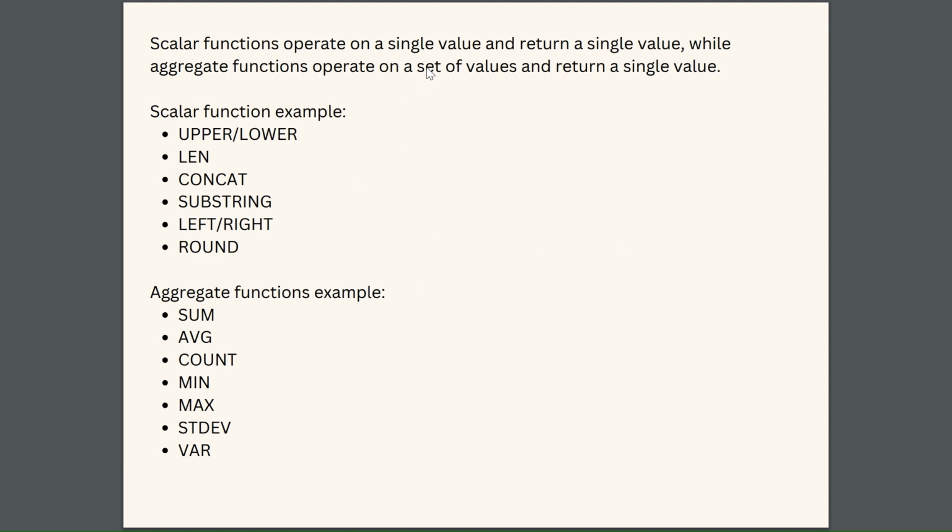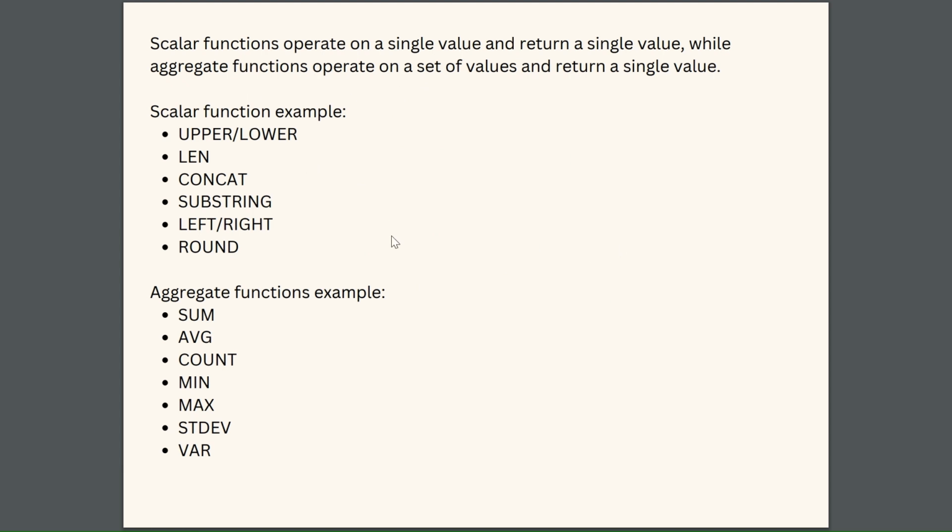Scalar functions operate on single values and return a single value. That is, scalar functions act on a row by row basis. But aggregate functions operate on a set of values and return a single value. So functions like sum, average, count, minimum, and so on will act on different values or different rows and will return a single value. So that is the difference between scalar and aggregate functions.